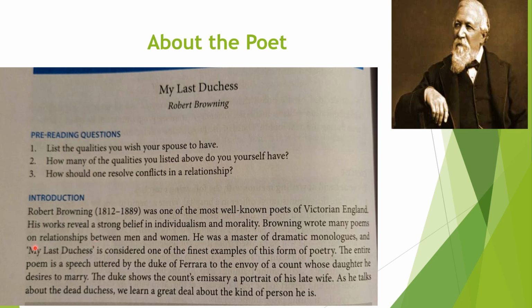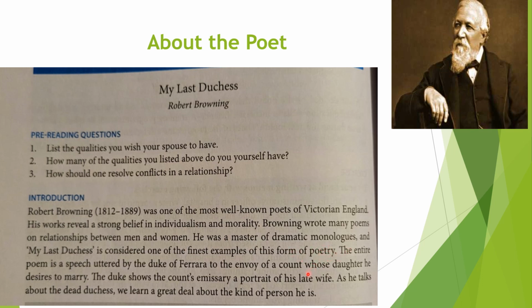Browning wrote many poems on relationships between men and women. In those days, the society had some strange kind of norms. The men used to dominate over women. So there was a total patriarchy, and he used to write about those kinds of relationships. He was a master of dramatic monologues, and My Last Duchess is considered one of the finest examples of this form of poetry. So this is a dramatic monologue.